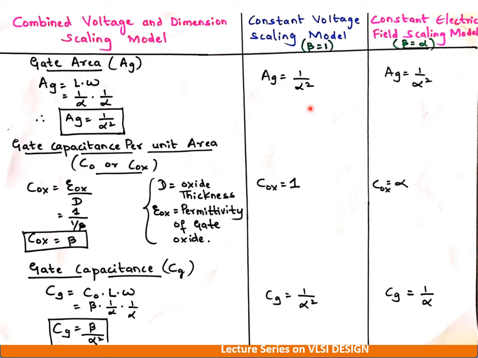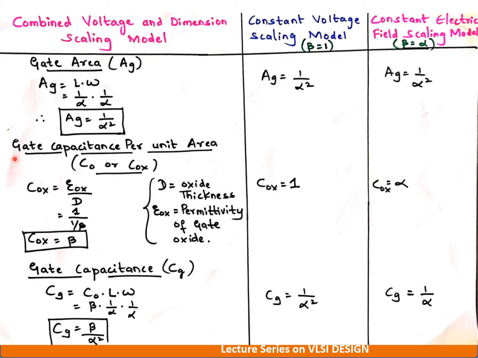In constant voltage model, the scaling factor remains same, that is 1 by alpha square, since we don't have beta parameter. If beta parameter exists, beta has to be replaced with 1 in constant voltage scaling model. Similarly, in electric field model, if there is a beta parameter, it has to be replaced with alpha. Therefore, scaling factor for gate area is 1 by alpha square.